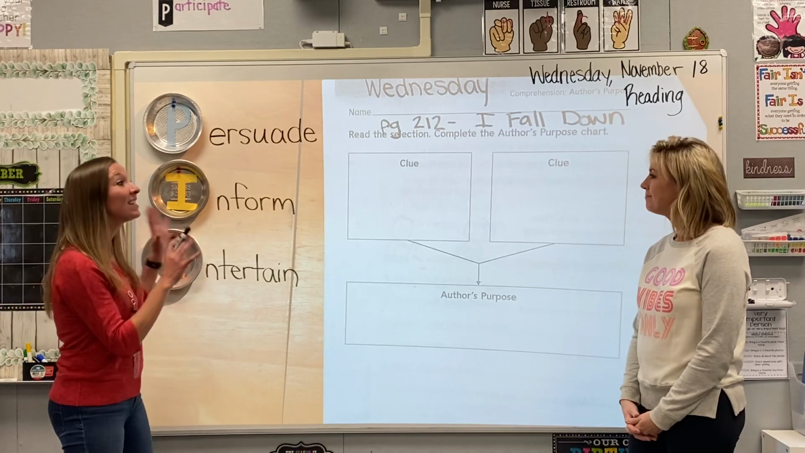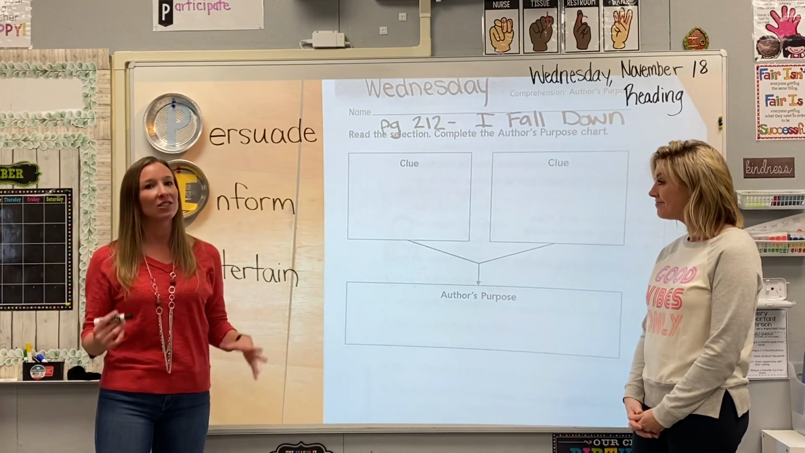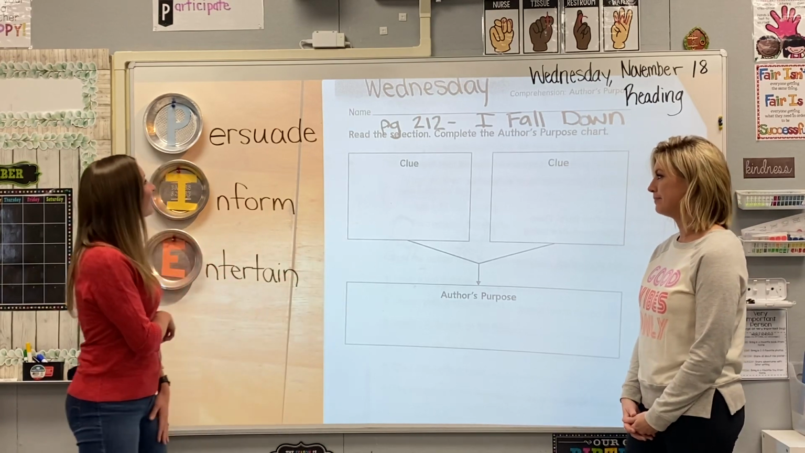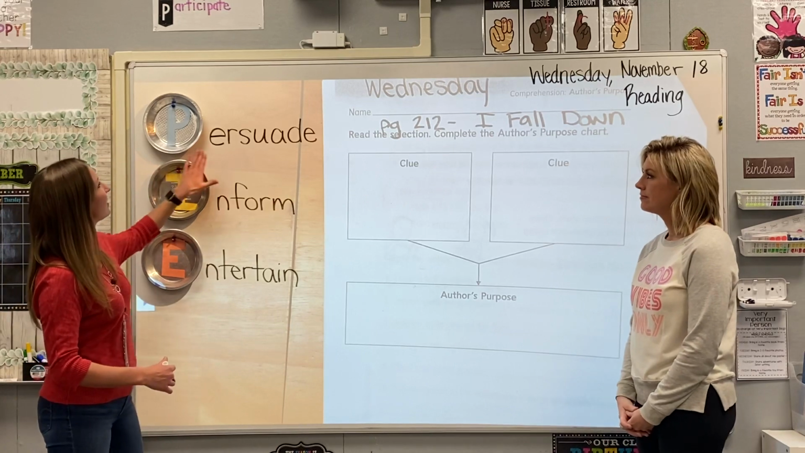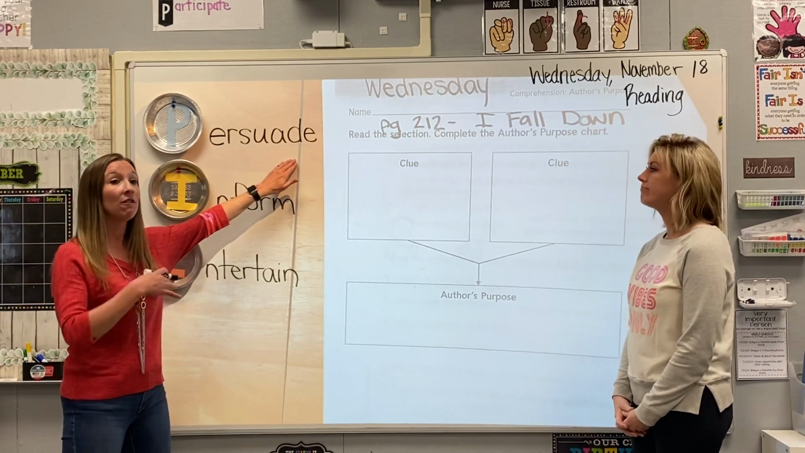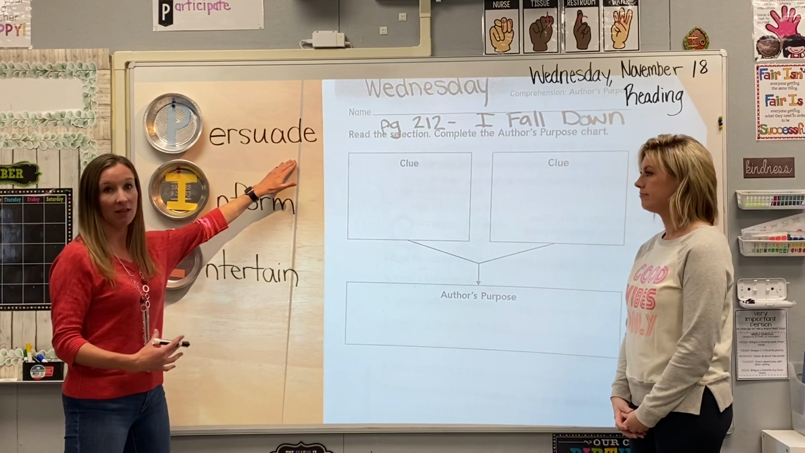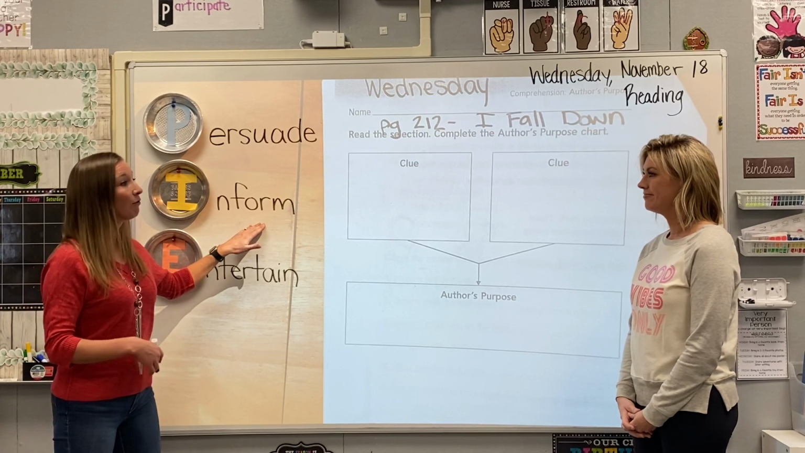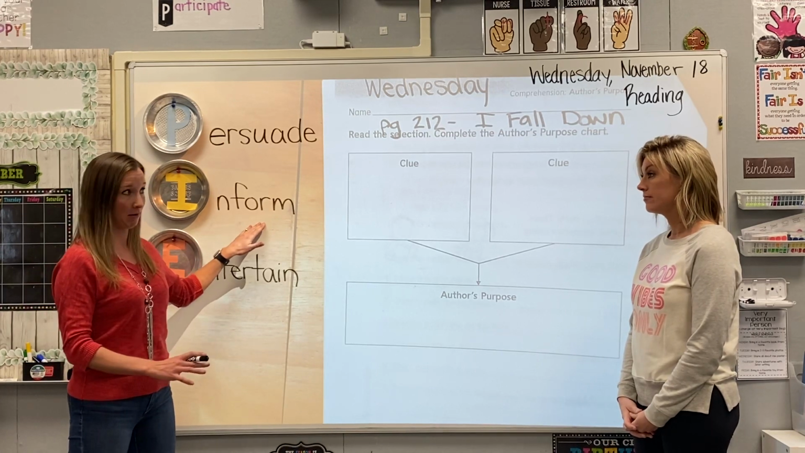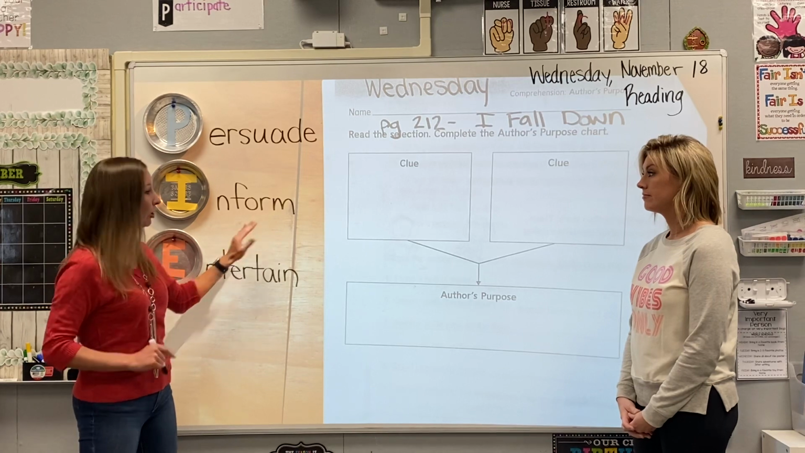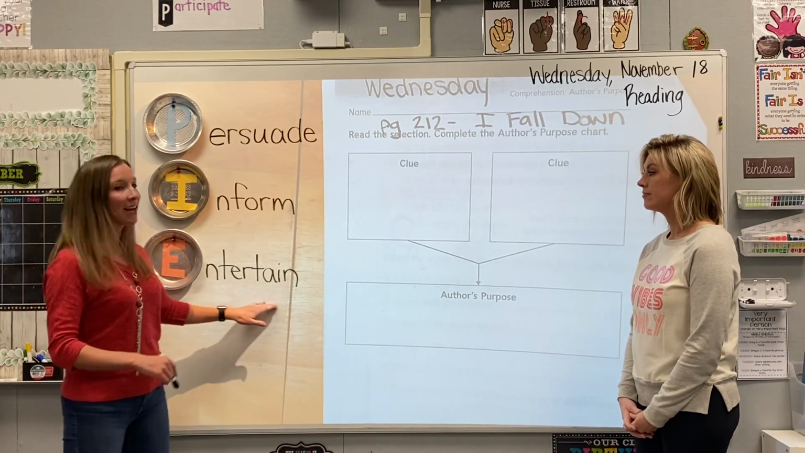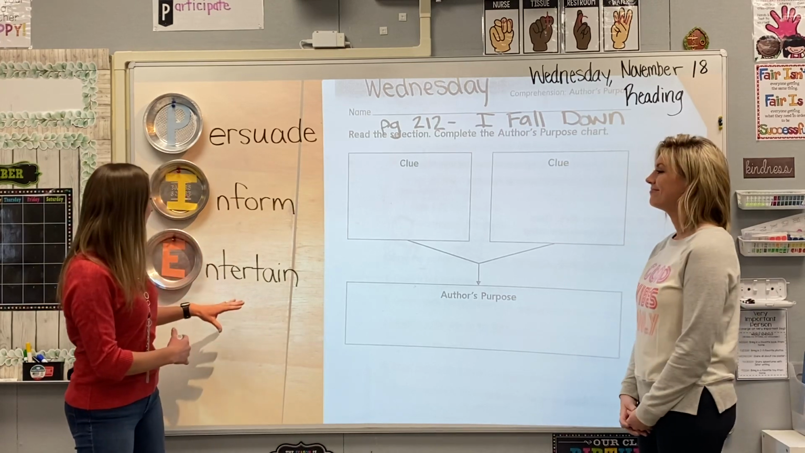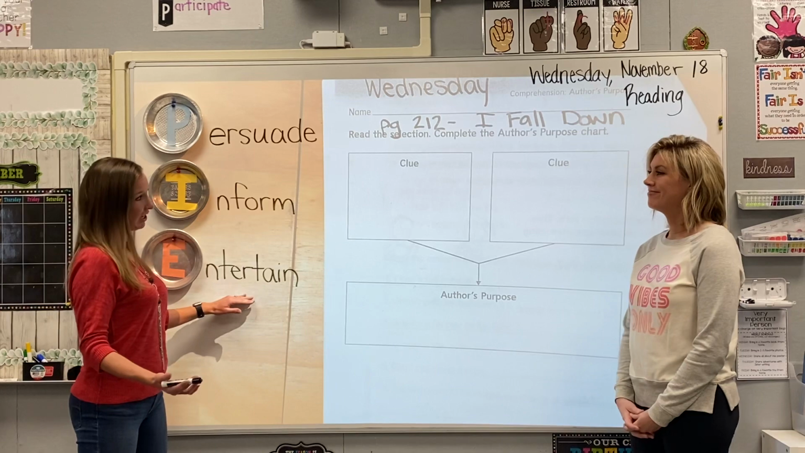Okay, the reason I brought pie again is so that we can remind students of what it stands for, because they're going to need it in their lesson today. Remember, the P in pie stands for persuade, to convince the reader to believe something. I stands for inform, that is to give information or facts about a topic. Don't forget that one, it's an important one. And then the E stands for entertain, and entertain means to find enjoyment in reading, something that you want to listen to or read.